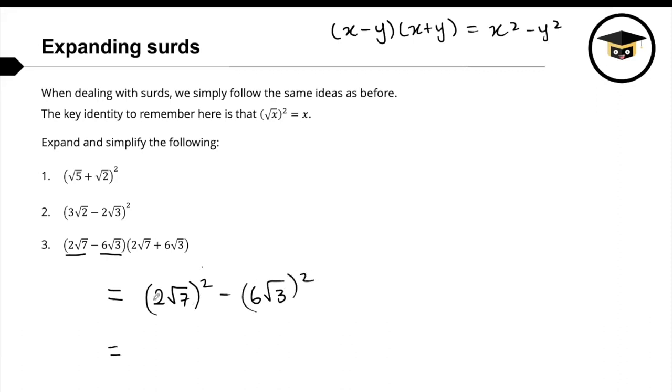Now 2 root 7 all squared, well, we square the 2, which gives us 4, square the root 7, which gives us 7. So 4 times 7 is 28, and then minus square the 6, which is 36, square the root 3, which is 3. So we get 36 times 3, which is equal to 108. So we get 28 minus 108, which is negative 90. And that is our answer for question 3.